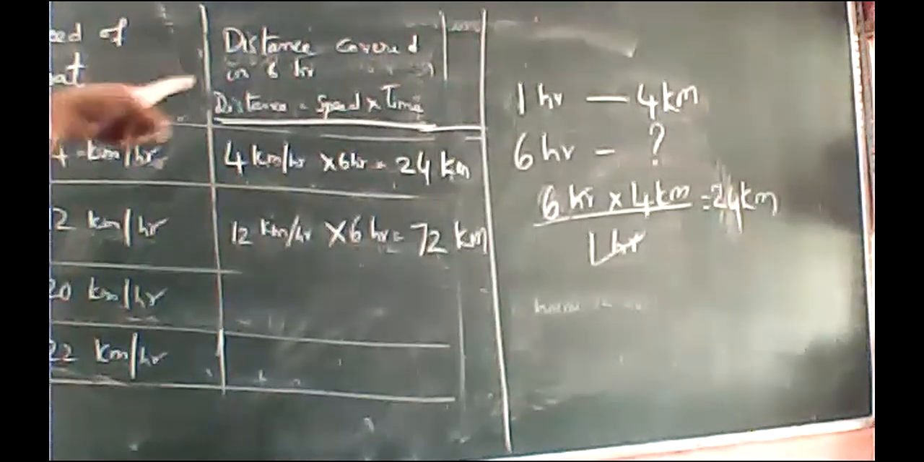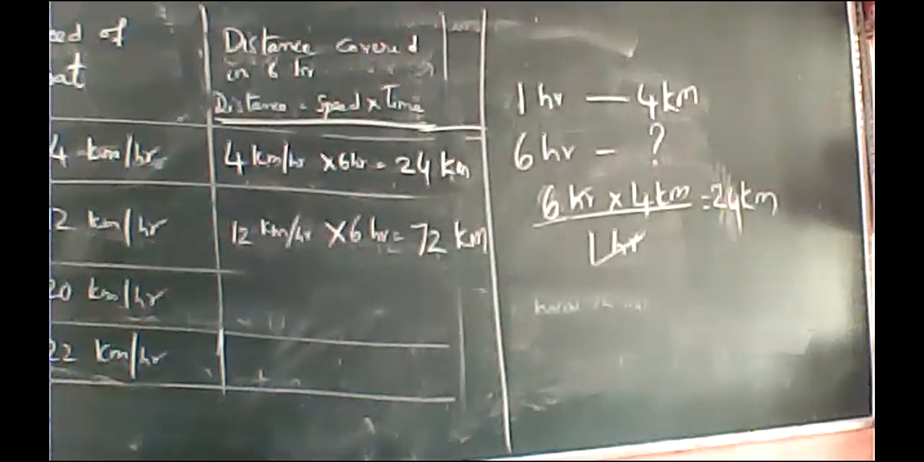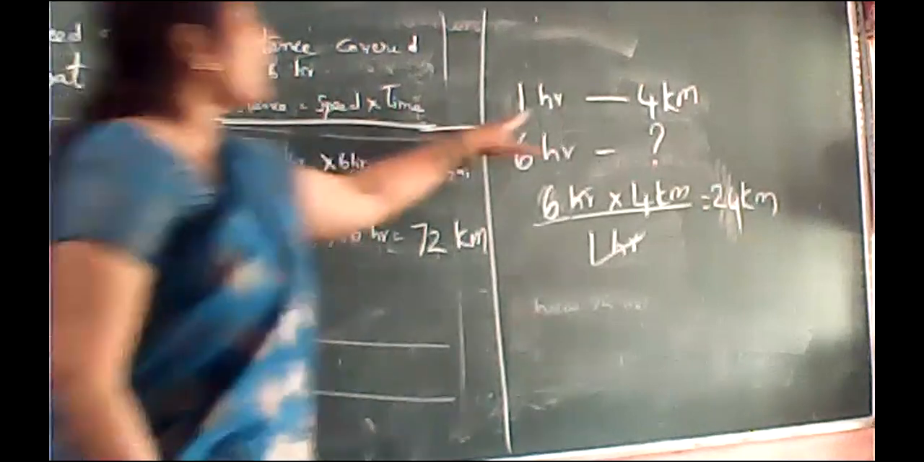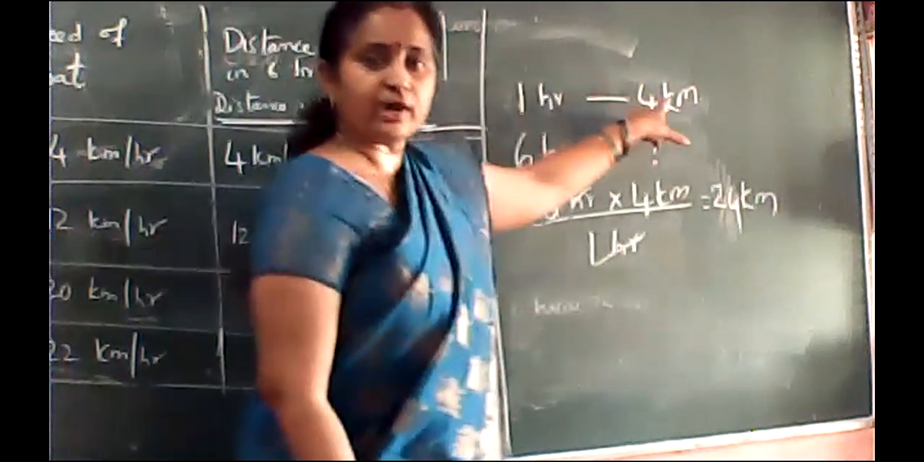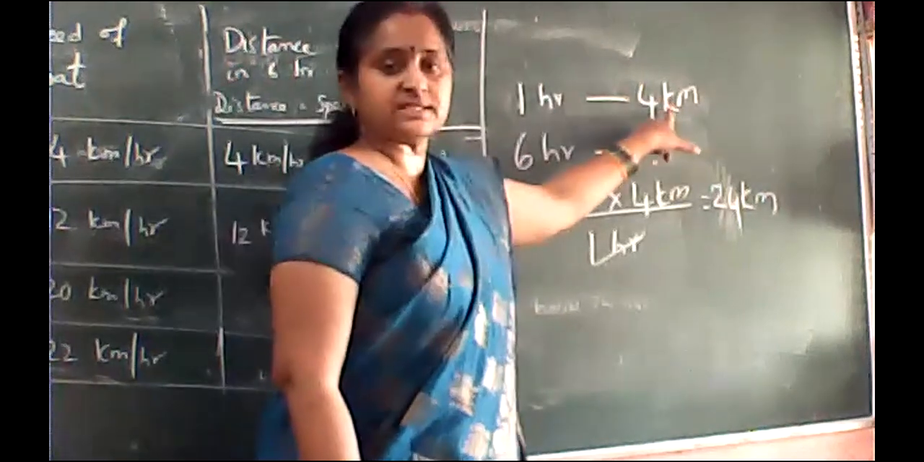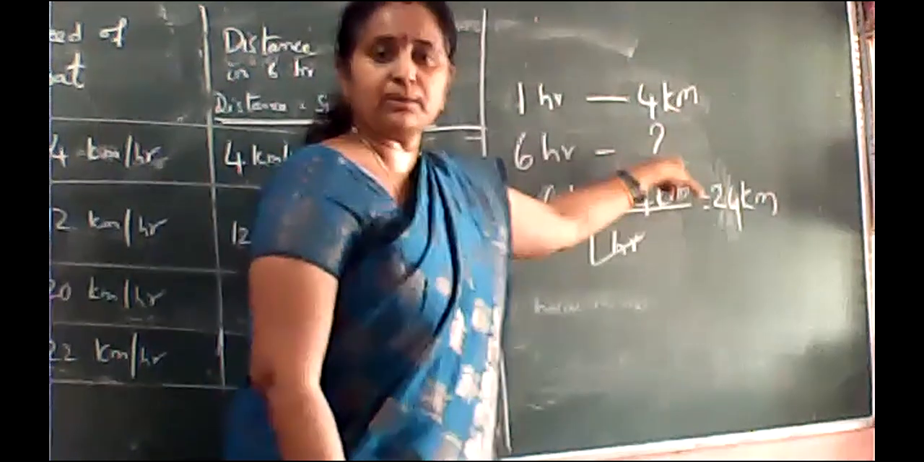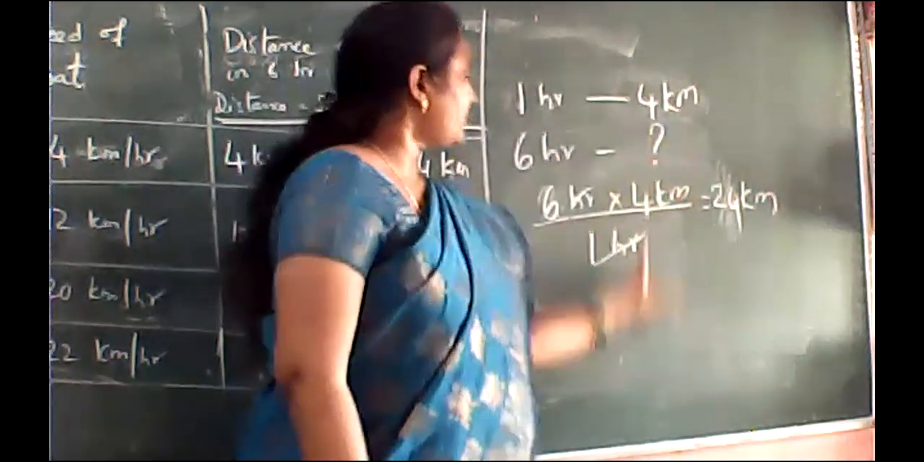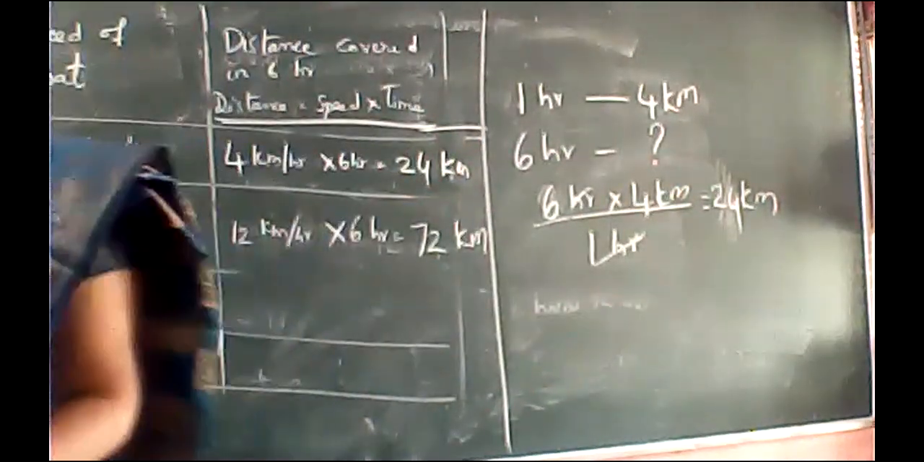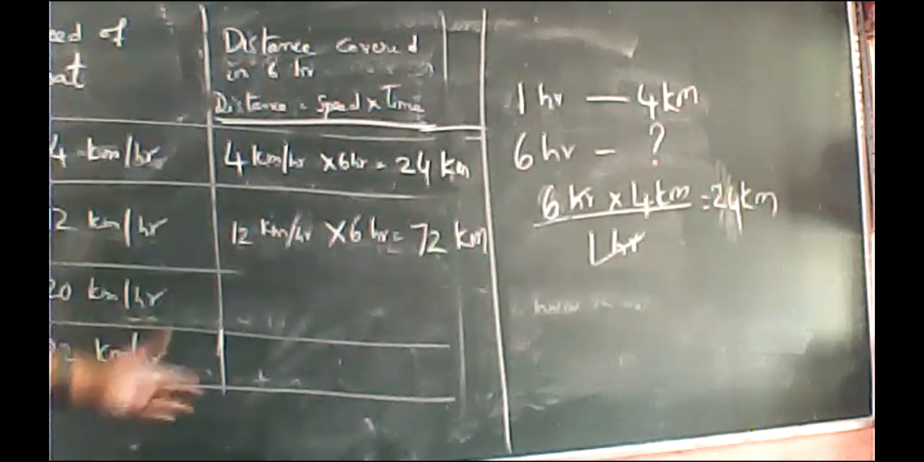For each and everyone, we can do it like that also. In 1 hour it is traveling 4 kilometers distance. In 6 hours, how many kilometers? 6 into 4 by 1. So the same method you can apply for all of these.